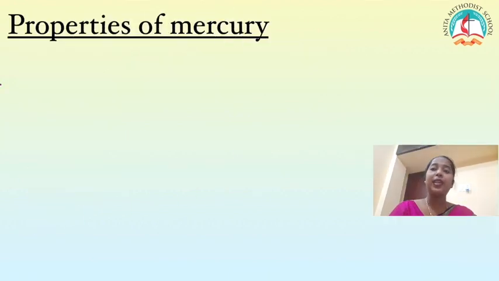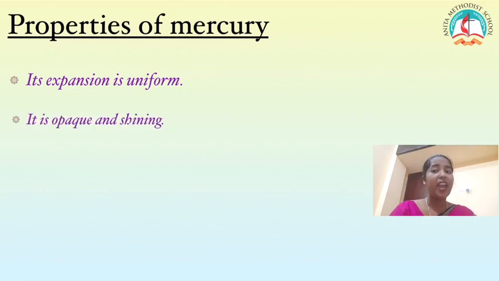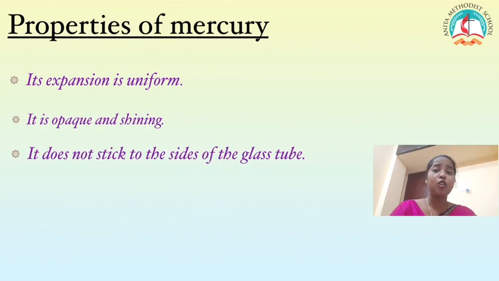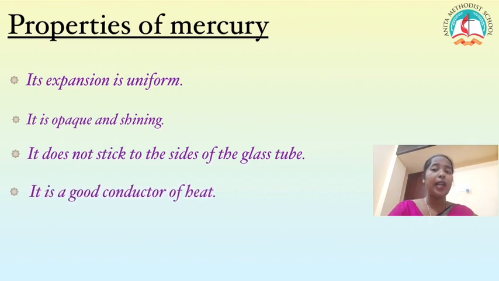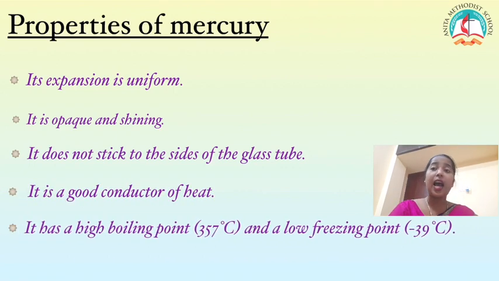Properties of mercury. Its expansion is uniform, it is opaque and shining, and it does not stick to the sides of the glass tube. So it does not stick, and that's why it is used in thermometers. It is a good conductor of heat, it has a high boiling point of 357 degrees Celsius and a low freezing point of minus 39 degrees Celsius.